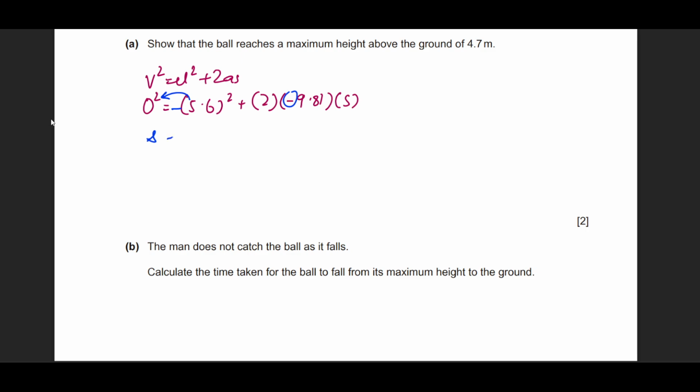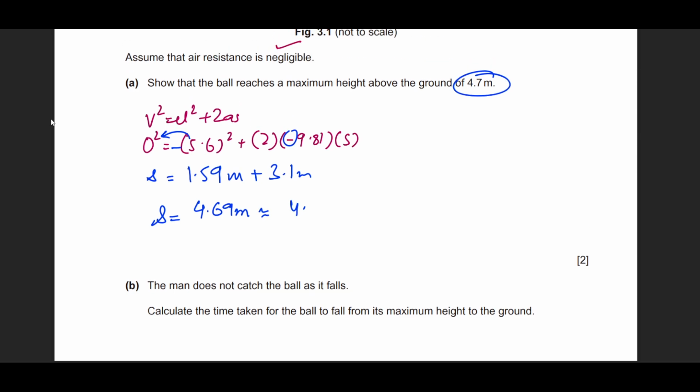Anyways, that's your choice, how you want to view this situation. So this S is going to come out as, let's solve this. So this is 5.6 squared divided by 2 into G, 9.81. This comes out as 1.59 meters. Let's add this 3.1 meters with it. So distance or displacement from the base is 4.69. It comes out 4.69 meters. And he says we have to show that it's 4.7. We have successfully shown that it is 4.7 meters.